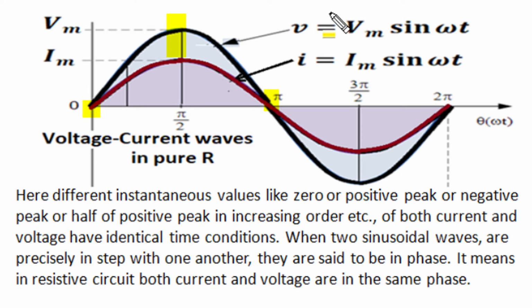When two such sinusoidal signals are precisely in step with each other, they are said to be in the same phase. As here in a pure resistive circuit, voltage and current are in the same phase, so they will have the same phase conditions at all time instants.